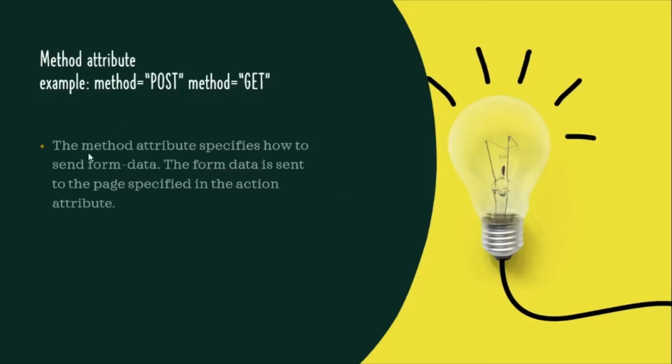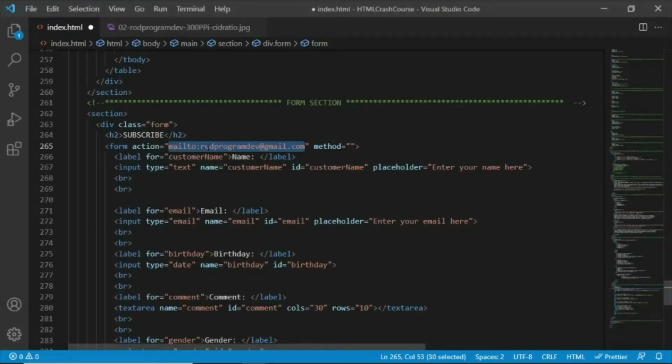And the method attribute will be specifying how to send form data, and the form data is sent to the page specified in the action attribute. So this can be a PHP file, or like what we did here, we specified an email. So we can use post or get here, guys.